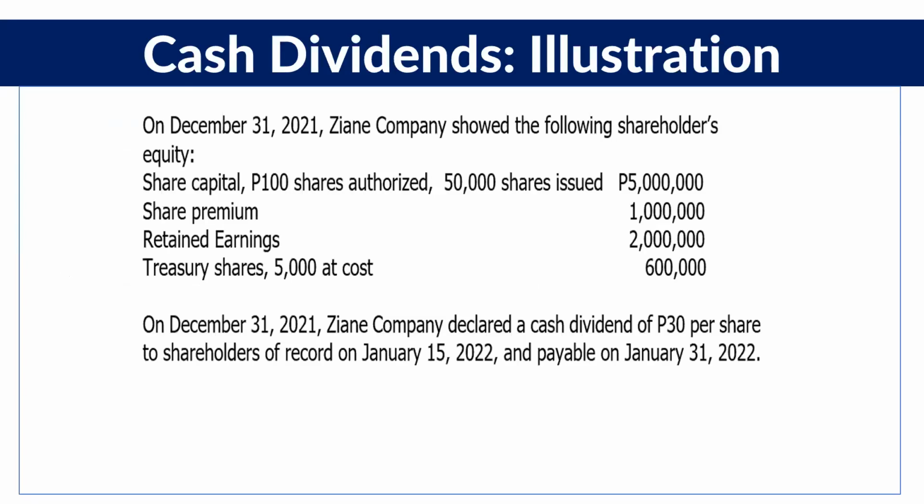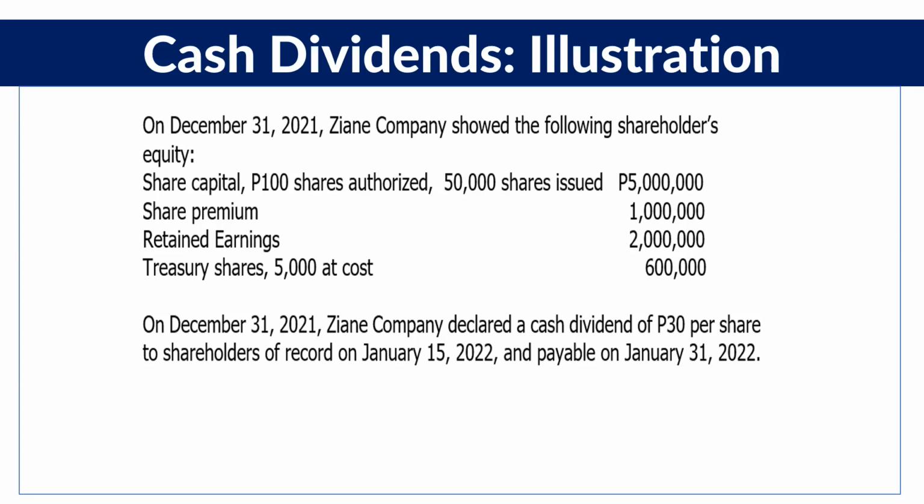Okay, so we have here an illustration, no? So we have here Zian Company. We are given the shareholders equity of Zian Company here as of December 31, 2021. So yung share capital niya, 5 million, yung share premium niya, 1 million, retained earnings niya ay 2 million. Ang treasury shares niya, take note meron siyang treasury shares at cost na 600,000.